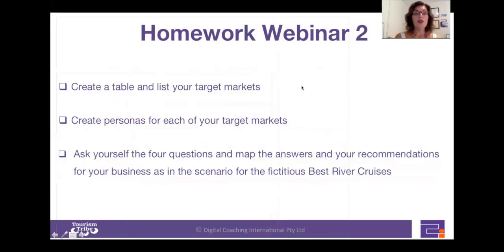A bit of homework is to create a table and list your target markets and create personas for each of your target markets. And don't be surprised if sometimes you get a persona that is in two target markets. That's fine too. This is about really understanding at a characteristic and behavioural level who are the 3 or 4 types of people who you're dealing with. Ask yourself the 4 questions and map the answers and your recommendations for your business, as in the scenario for Best River Cruises.